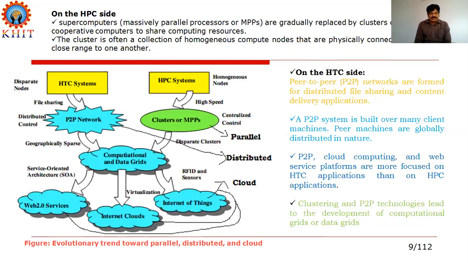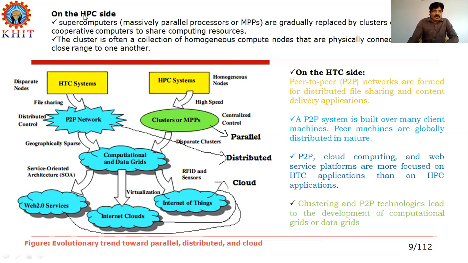Now let us see the evolutionary trends towards parallel, distributed and cloud computing. Observe what parallel computing, distributed computing, and cloud computing are. The picture clearly identifies parallel, distributed versus cloud computing. Now I will explain this architecture of evolutionary trends towards parallel, distributed and cloud computing.